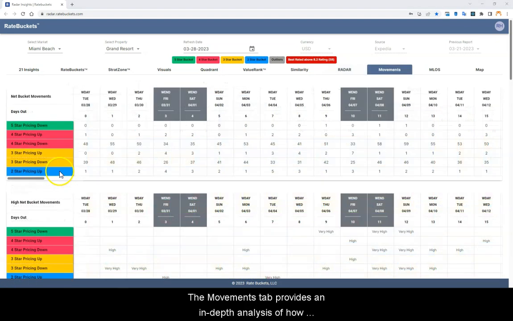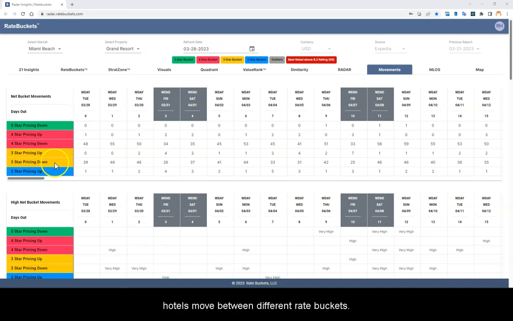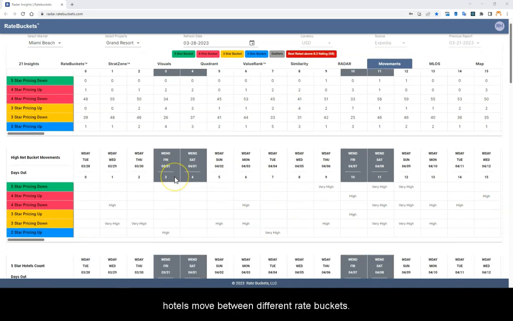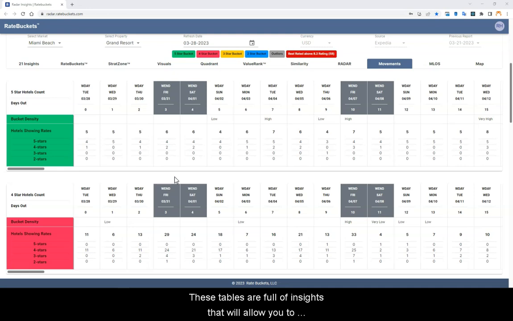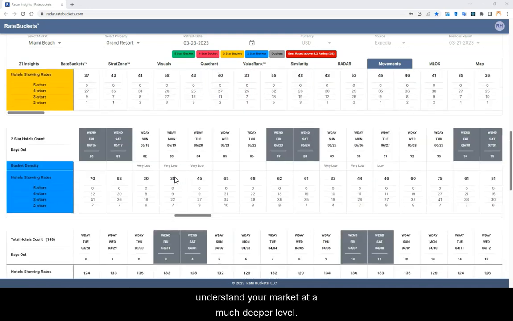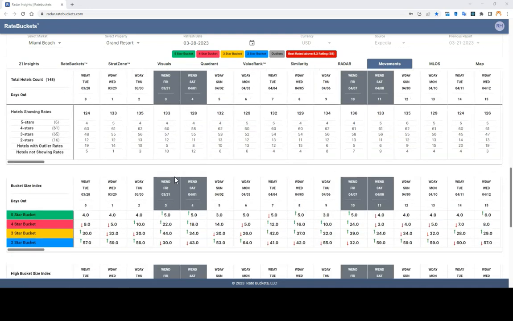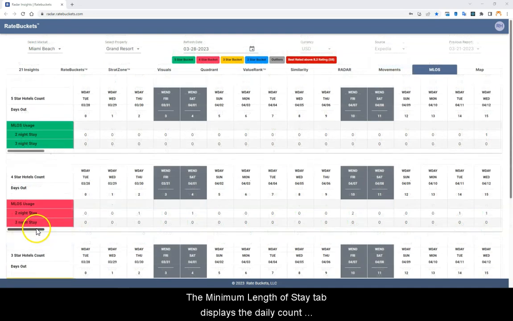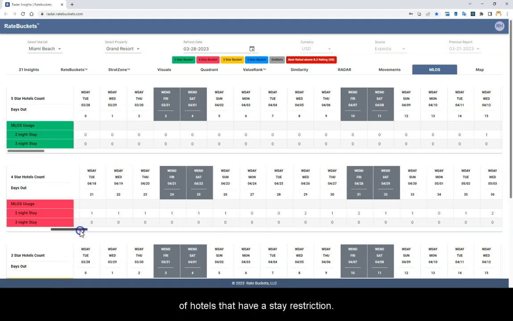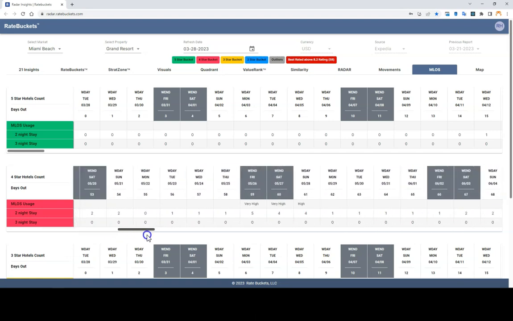The Movements tab provides an in-depth analysis of how hotels move between different rate buckets. These tables are full of insights that will allow you to understand your market at a much deeper level. The Minimum Length of Stay tab displays the daily count of hotels that have a stay restriction.